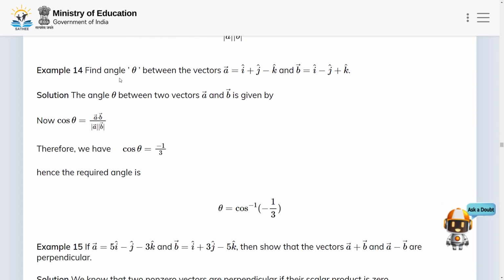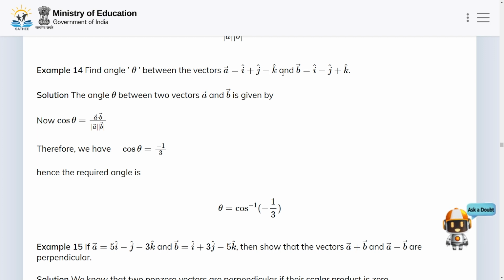Simple. Now find the angle theta between these two vectors. So you have A, you have B. Cos theta will be what? A dot B, the scalar product of A and B, divided by the product of their magnitudes.